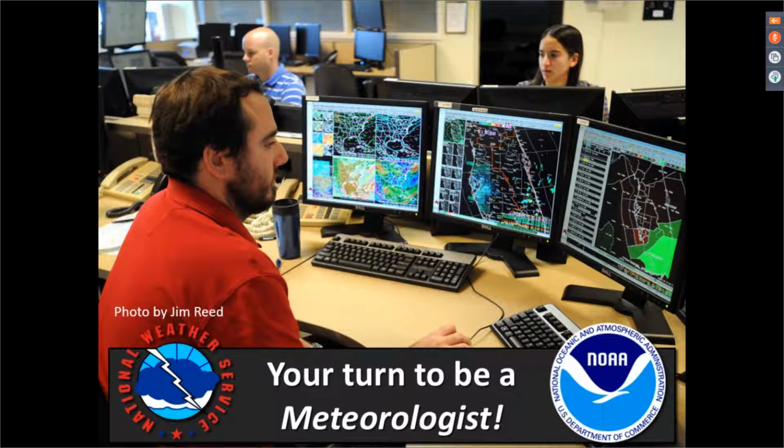And RadarScope even is available now for PC and Mac, I believe. So if you want to try that, it's a lot less expensive than the GR2 and GR Level 3 programs. But those are great programs if you want to use those and learn more about the radar out there.